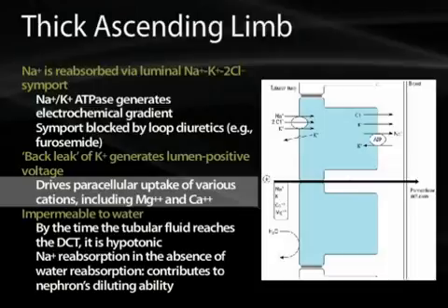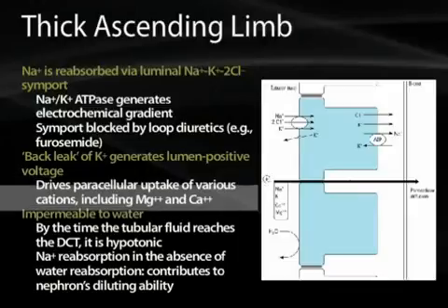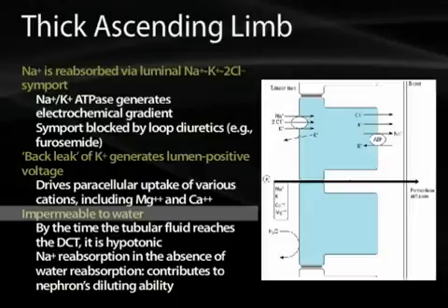Also, this is why, when loop diuretics are administered, the clinical manifestation is not only low potassium concentrations, but also low magnesium concentrations. Importantly, the thick ascending limb is impermeable to water and only permeable to solute.